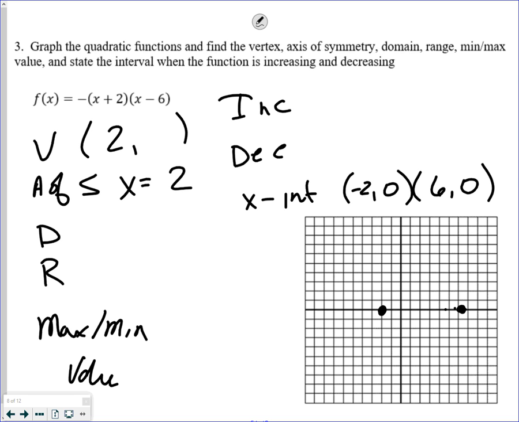Plug 2 in to the original equation. 2 plus 2 would be 4. Negative 4. I get negative 16. I get positive 16. Okay, so that does go off my graph. So I'm just going to put it over here. But ultimately, this is the graph that we would be looking for.